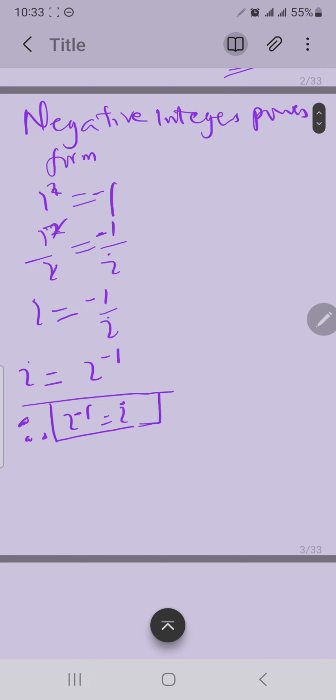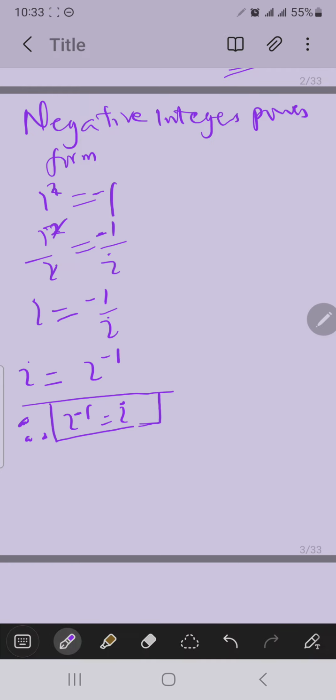This is what I want you to understand. Now, if I have i raised to power minus 2, the first one we did was the positive integer. That is why we are doing the negative integer. If you have i raised to power minus 2, i raised to power minus 2 is going to be i raised to power minus 1 squared. That's what it means.